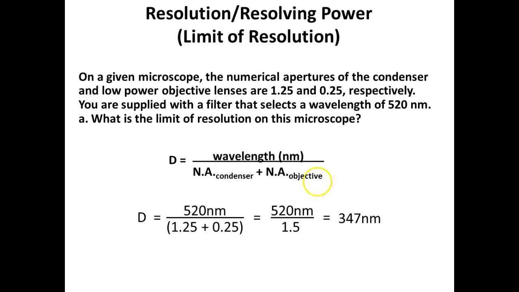When we do out the math, this is our number in nanometers. This is a distance. 437 nanometers. That's how close we could put two objects and we will see them as separate.